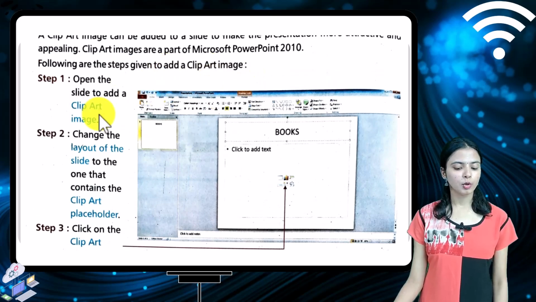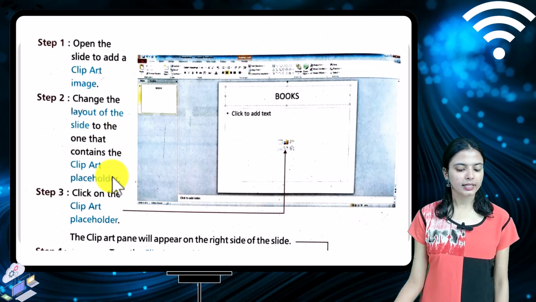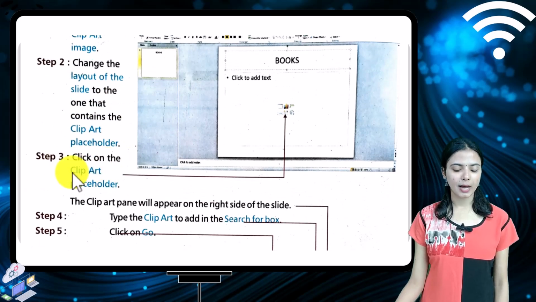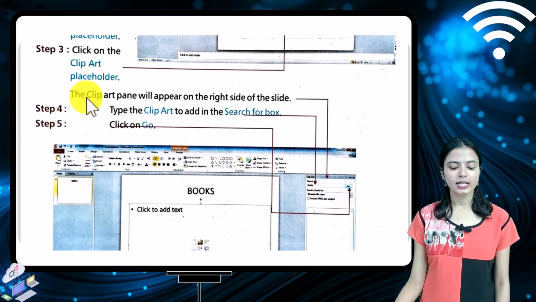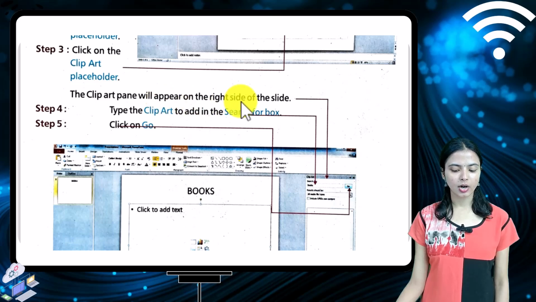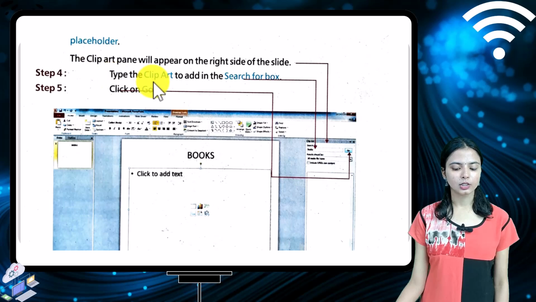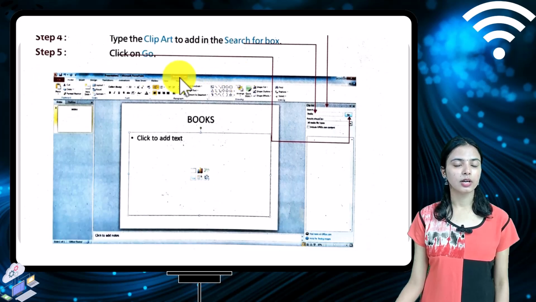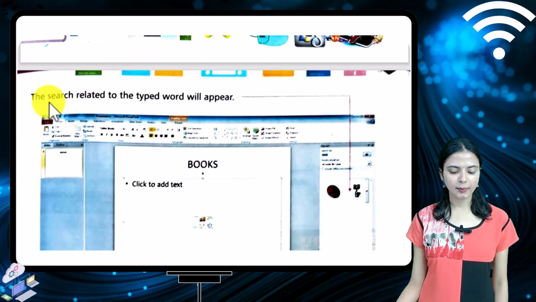First of all, you have to open the slide to add a clip art image. Next, change the layout of the slide to the one that contains the clip art placeholder. Click on the clip art placeholder. The clip art pane will appear on the right side of the slide. Type the clip art you want in the search for box and click Go. Okay students, now the search results related to the typed word will appear.